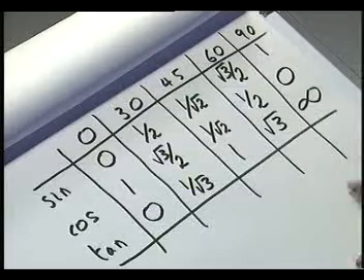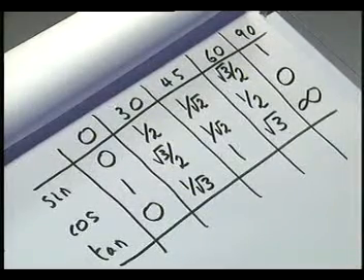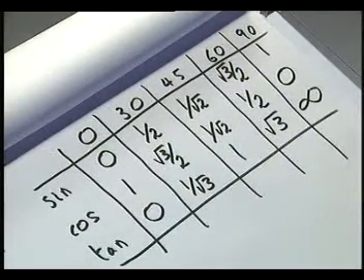You hear sine 45, that's 1 over root 2. Tan 60, that's root 3.